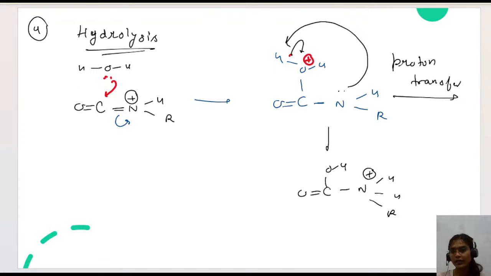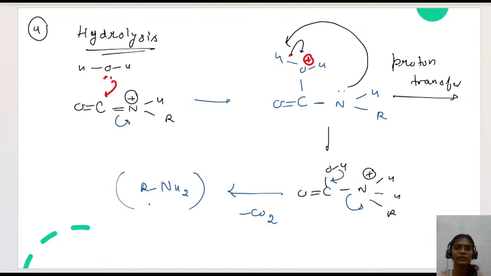So again, like the previous one, the same step: this OH attacks here, and this is going to leave. So what we are getting is a CO2 molecule removed, and there's a formation of NH2 and R. RNH2 is ready, or the primary amine is ready.